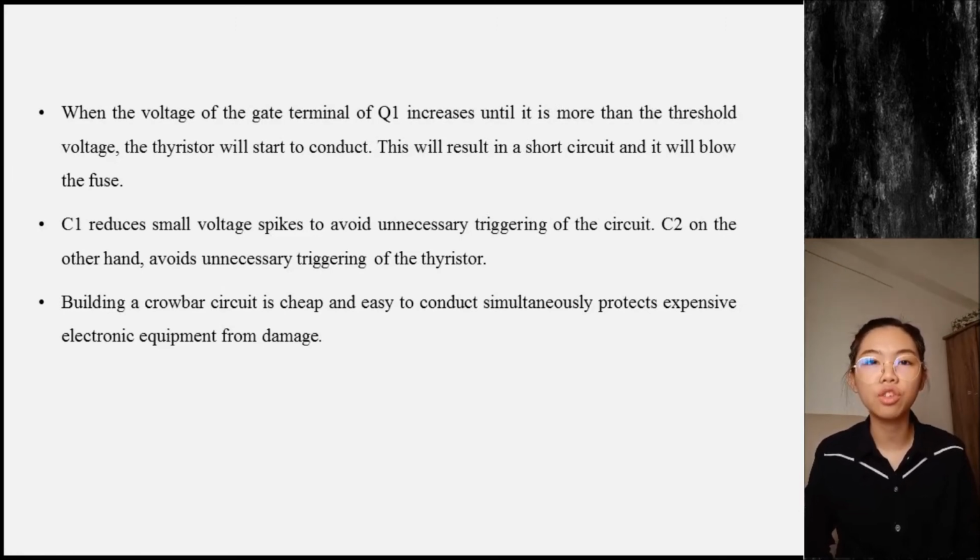triggering of the thyristor. Overall, overvoltage protection using a crowbar circuit is cheap and easy to implement, while it protects expensive equipment from serious damage. Thank you, that's all from me.